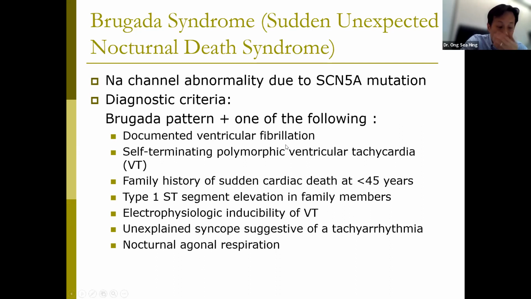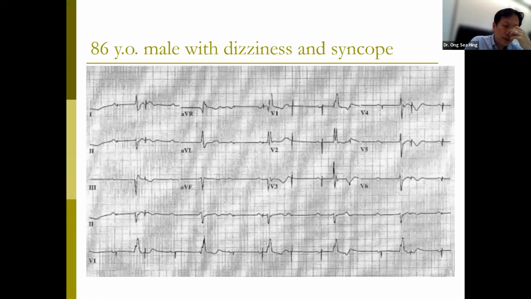I don't think we will go too much into this, but basically just very quickly, if they have documented VF, then it's very high risk. If they have documented VT, they're also high risk. If a family history of cardiac death, high risk. One ST elevation in family members. If you can induce VT with electrophysiology study, although this is a little bit controversial, or if there are unexplained syncope or this nocturnal agonal respiration, which we usually don't test for, but if they have these features and they have type 1 Brugada, then you should put in an implanted defibrillator.